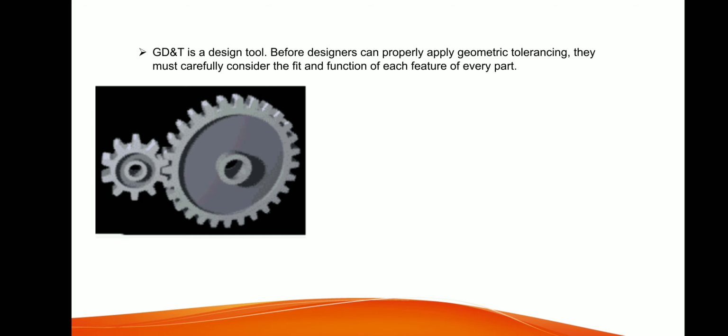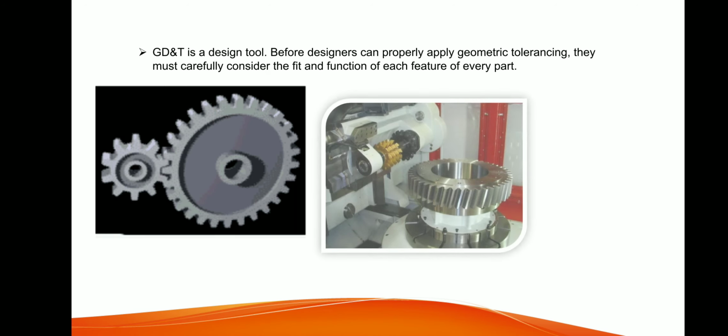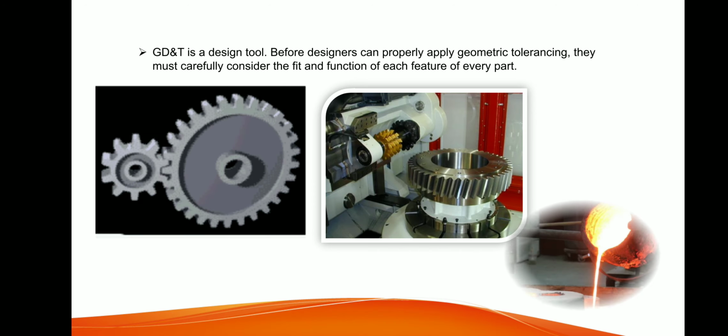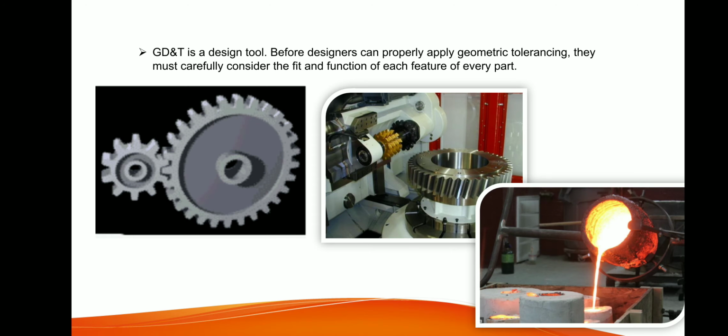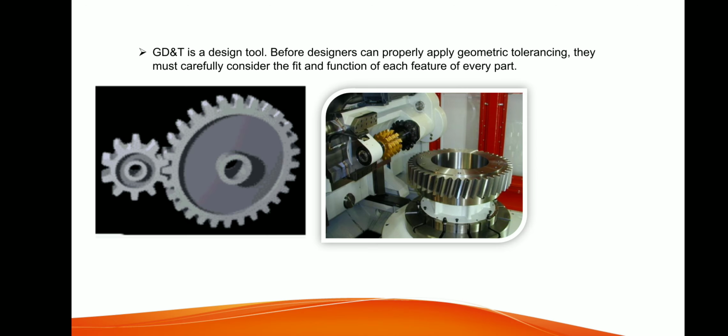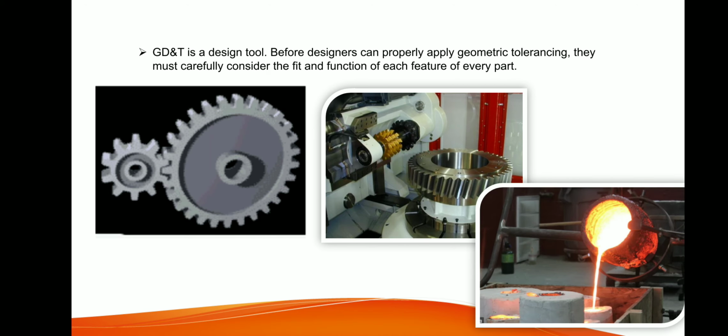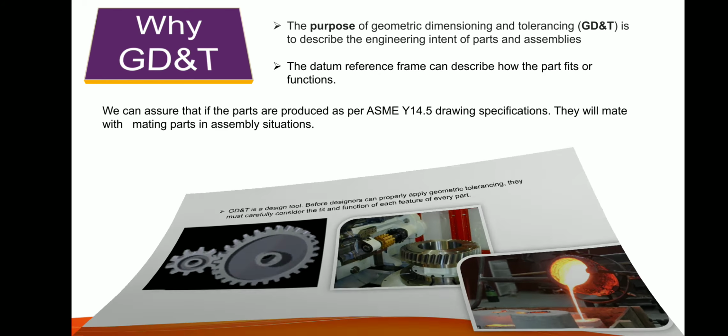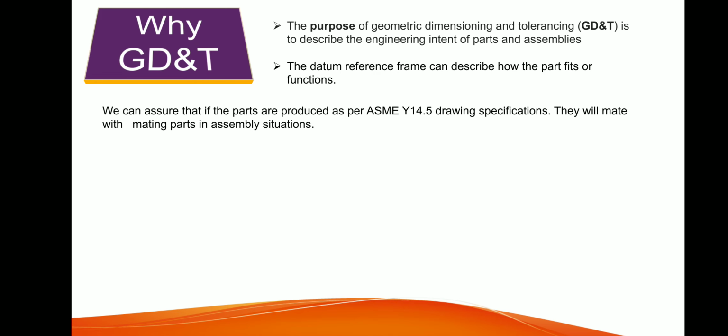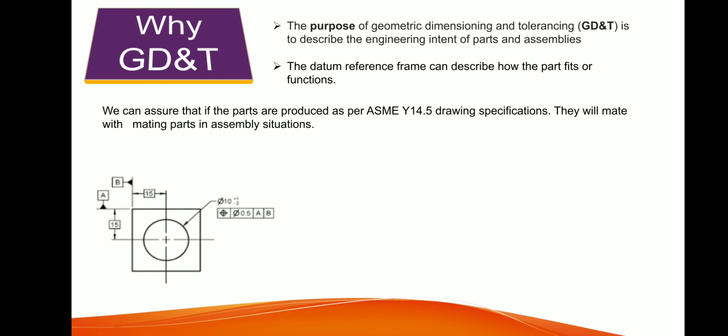So while putting any tolerance on a part, we need to check the functionality of the part, and after that the process capability. If the process capability is not meeting the tolerance requirement, then we need to change the process. Next point is why GD&T. Basically, the purpose of GD&T is to describe the engineering intent of parts and assemblies. The datum reference frame can describe how a part fits or functions.